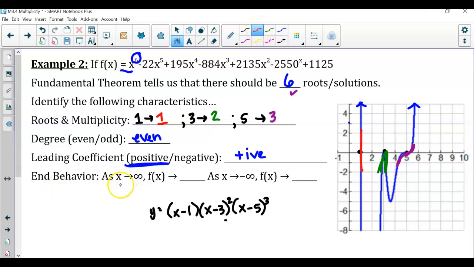So as x's are approaching positive infinity, so as we're reading our graph to the right here, our graph is going up, y values up towards positive infinity. Then as the x's are approaching negative infinity, so as we're reading our graph to the left here, our graph is also going up towards positive infinity. The y values are going up towards positive.